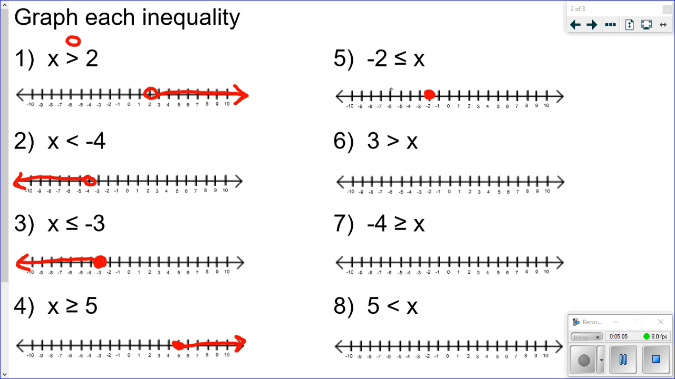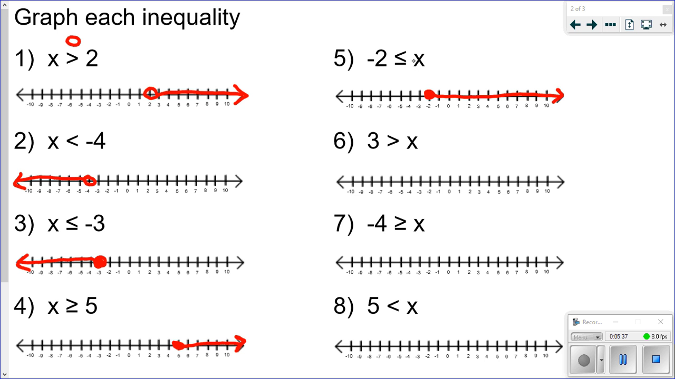And so here's the way to think about this. I'm in Florida, and in Florida, we think of this as an alligator's mouth. And the alligator always wants to eat what's bigger. So if the alligator is eating the x, that means x is bigger than -2. Otherwise, the alligator would eat the -2. So where are the values that are bigger? They're to the right. So x is bigger than -2 or equal to, so we shade to the right.